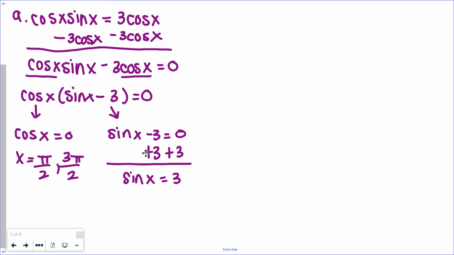Remember that sine and cosine are restricted by our unit circle for these questions. So it is not plausible that sine could ever be equal to anything bigger than 1 or smaller than -1 because we are limited by that radius of our unit circle, which is 1. So since sine can never be equal to 3, this side of my equation doesn't yield a solution. The only solutions, therefore, are pi over 2 and 3 pi over 2.